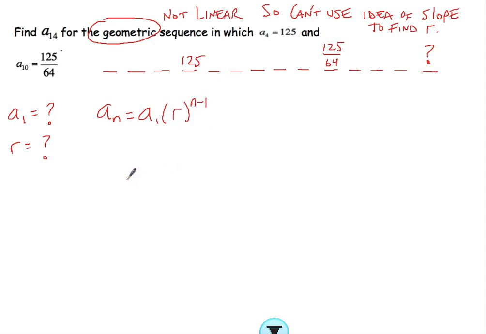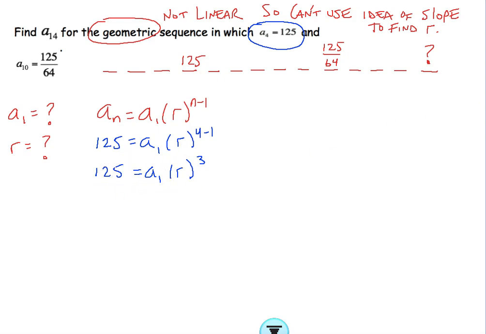Okay, so maybe what we should do is take something we know. So for example, this right here signifies that when I plug in a 4, I get 125 out of it. So my answer is 125 when I plug in a 4 into the equation. Well, this doesn't really get me very far because I have two unknowns. I don't know what a sub 1 is. I don't know what r is. So I kind of feel like I get stuck there.